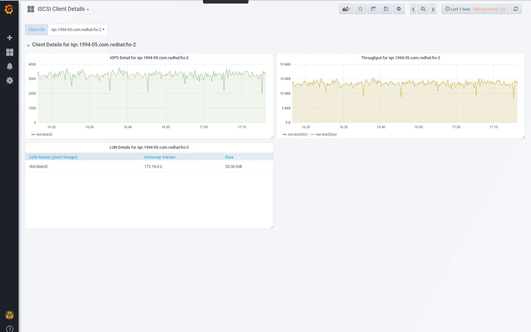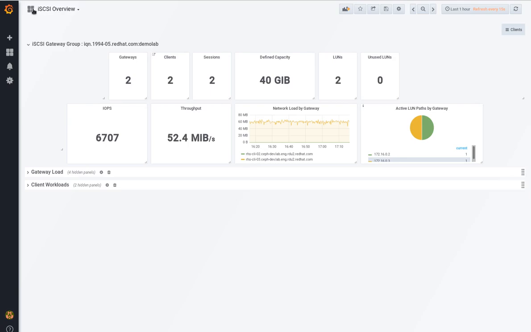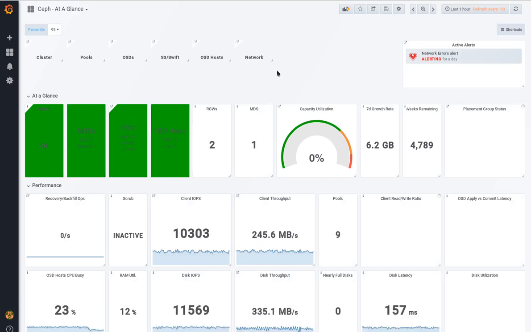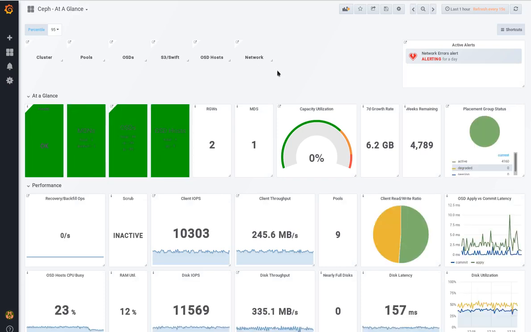So that is the iSCSI side of things. Let's go back to at a glance. Okay, so that gives you a view of what cephmetrics is all about, what kind of metrics are exposed, how it brings together operating system with Ceph to give you more of an end-to-end monitoring solution, and also how it can help with alerting. So hopefully it's been helpful. Give it a go if you've got time. Enjoy.